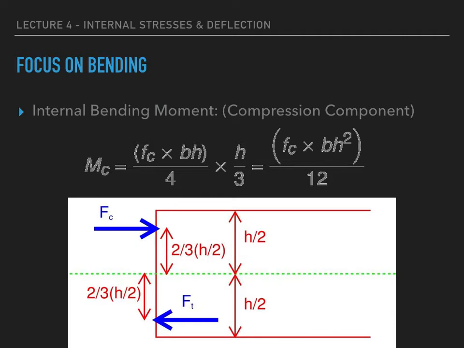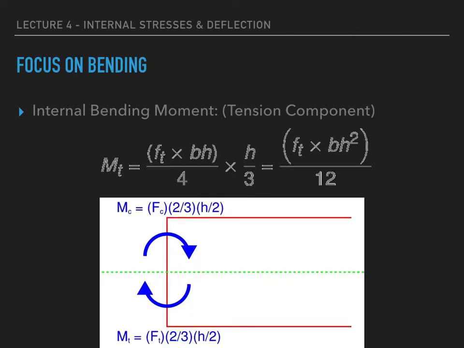So if I multiply h over 3 times the force that I already calculated, I end up with this nasty looking equation, Fc times bh squared over 12. So keep a hold of that in your memory. So I end up with the same thing on the top and the bottom. One is a moment from the compression, one is a moment from the tension, both acting about that neutral axis. You see they're both in the same direction, so we're going to add them together.